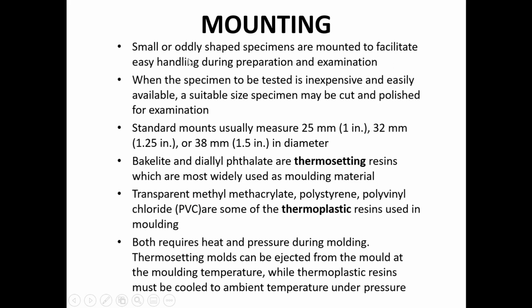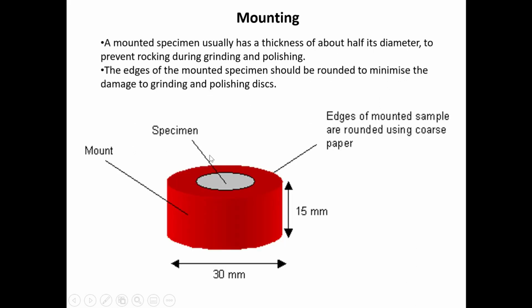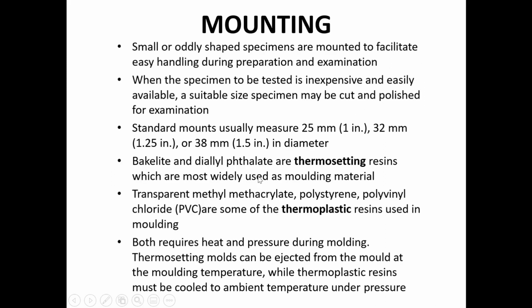In mounting, small or oddly shaped specimens are mounted to facilitate easy handling during preparation and examination. In the figure, the specimen is shown as a circular, cylindrical part, but not every time do we get the material as a cylinder. It may be of any shape, any size, so we have to cut it and take it as a sample, and that sample we can mount with any shape into this cylindrical mold. That is the mounting process.